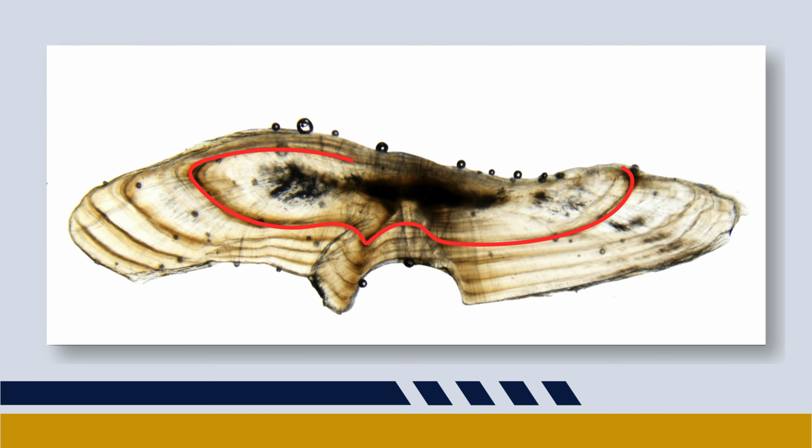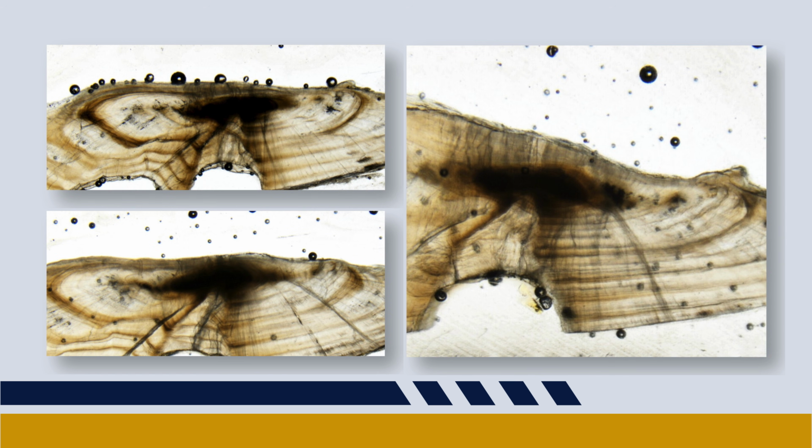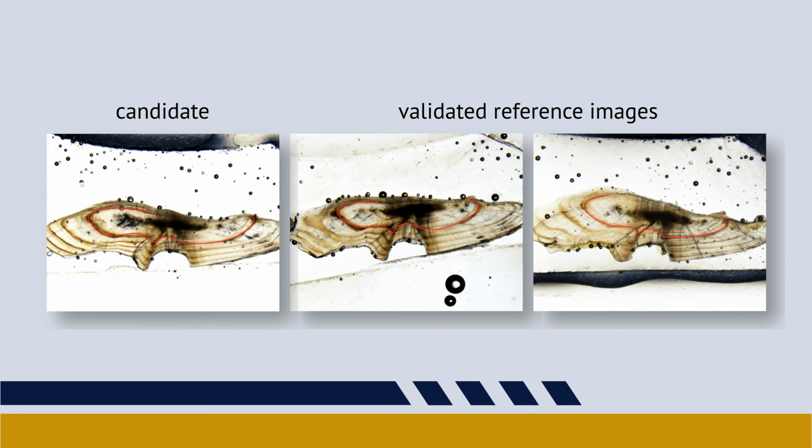The first annulus is your anchor, and it is not always the first line outside the core. Early life can leave a settling check or other non-annual marks near the nucleus. Compare the candidate first annulus with validated reference images. Look at its expected distance from the core, its shape, and its relationship to the next growth zone.